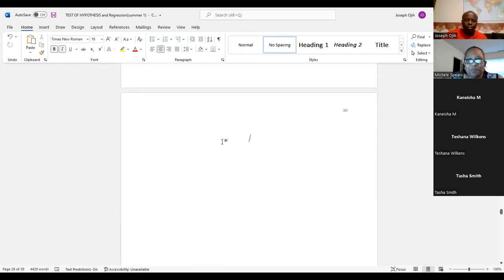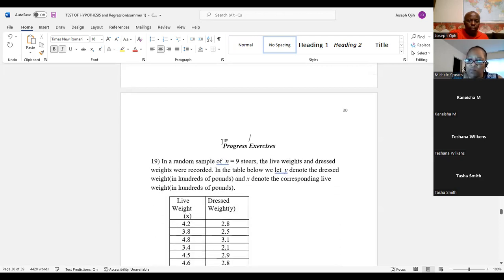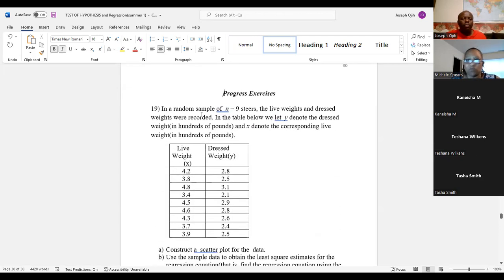Let's try one example here. It says, in a random sample of 9 steers. Steer is a type of meat. I think it's a type of beef or something. Let us see what it actually means. I'm sure it is a type of meat. We'll see in a minute.